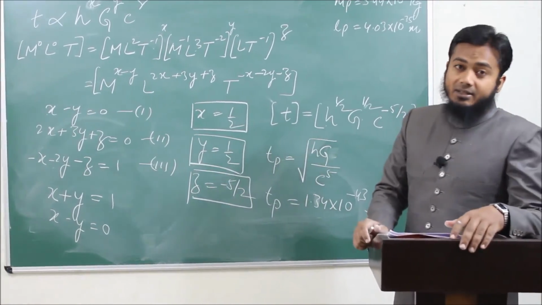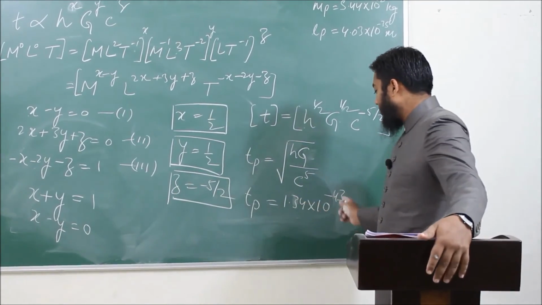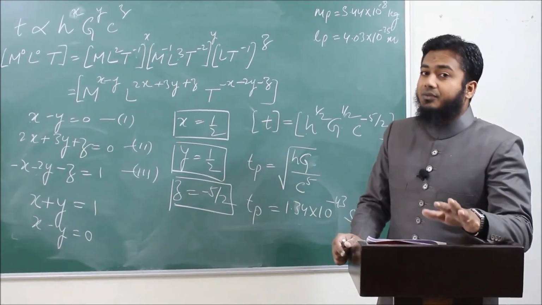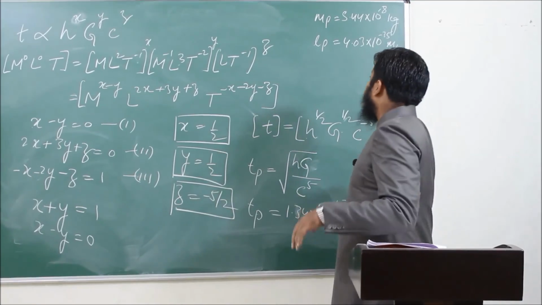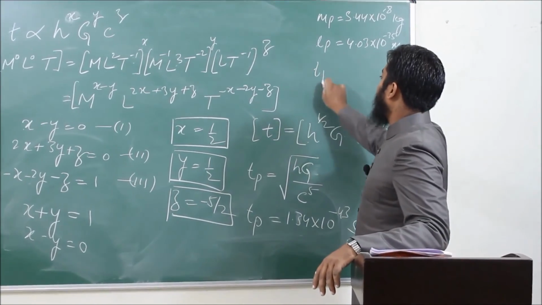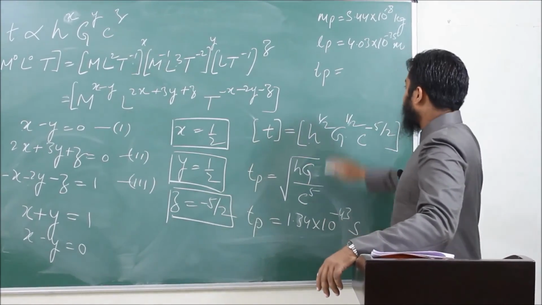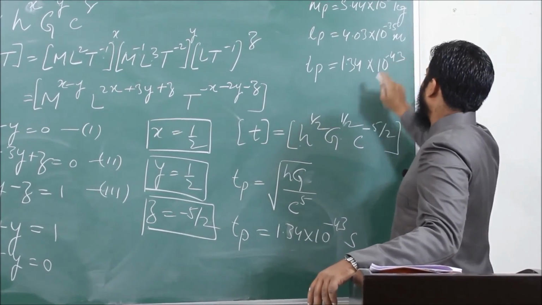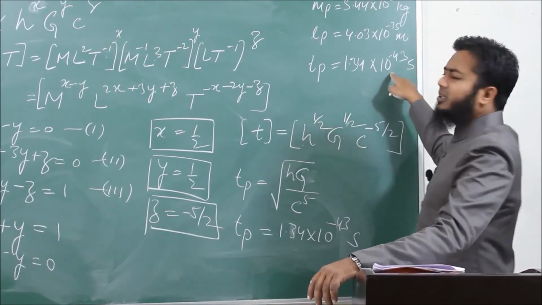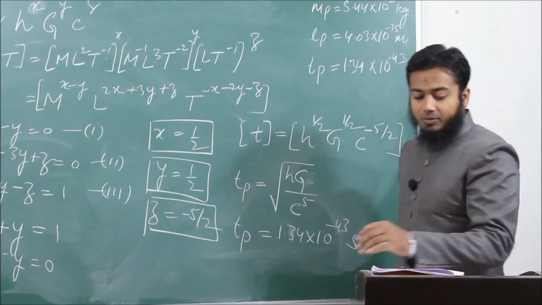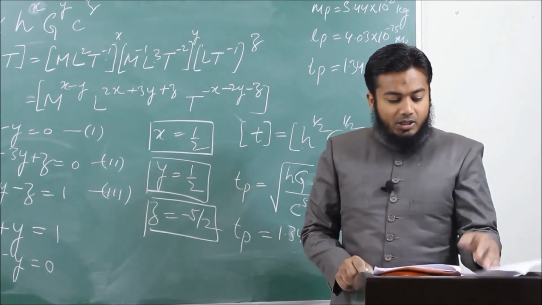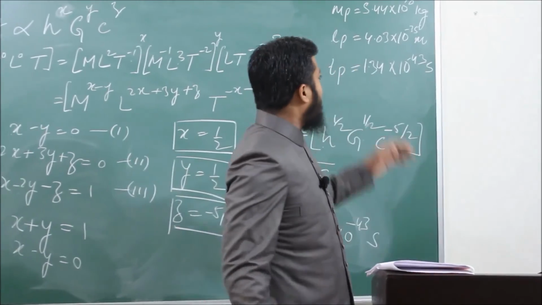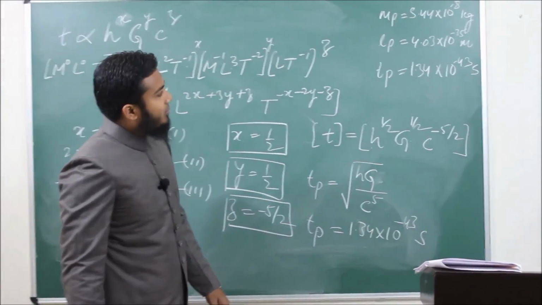This is Planck's time. 1.34 into 10 raised to the power minus 43 second. So let's note it down here. Planck time 1.34 into 10 raised to the power minus 43 second. Again, this number is very small, so this factor will not matter much. Now this has an interpretation. These numbers have an interpretation.